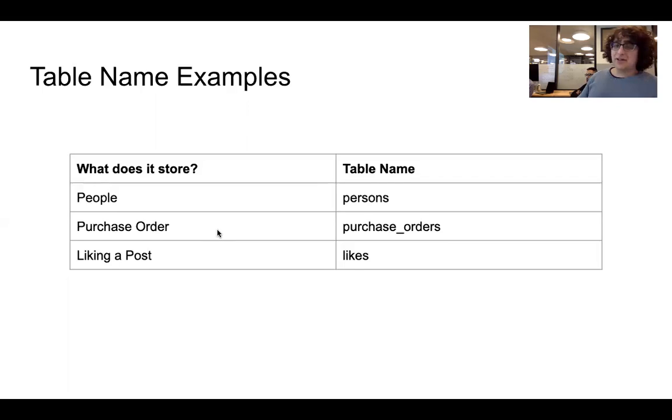So we have some table name examples here. If we're storing people, you'd want to call it persons. If we're storing purchase orders, we'd call it purchase_orders. If we're storing how many likes are on a post, we'd call it likes. Generally speaking, if you can pluralize it with an S at the end, that's good. Hopefully you won't have to store anything like moose, but if it does come up, you may want to call it mooses.